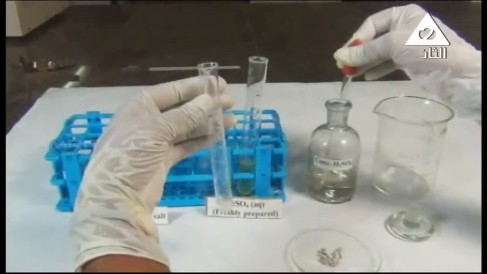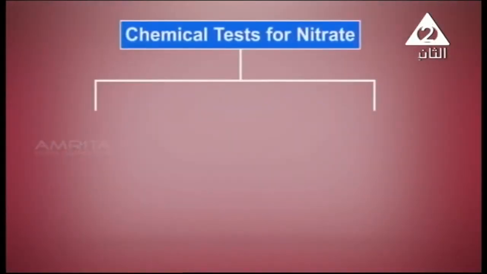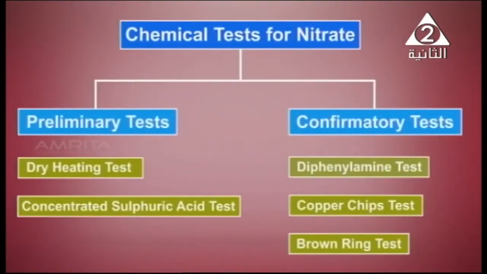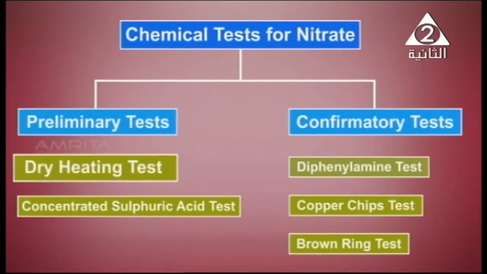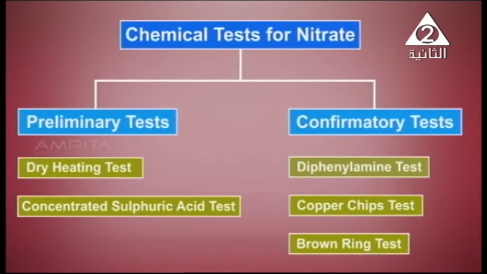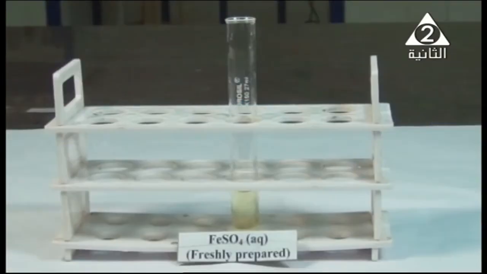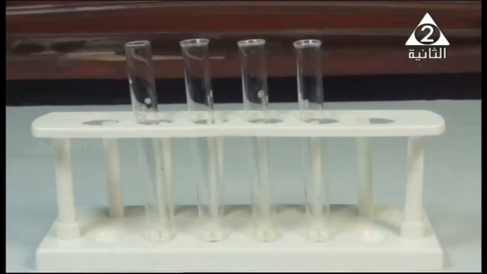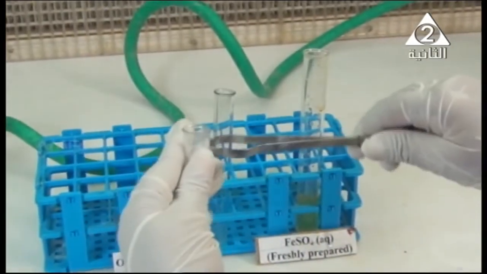My dear, when I get sulfuric acid here, I try to make the primary test and the confirmatory test. The primary test can be by heating, yes, or the concentrated acid test. These are two important ones. Confirmatory, diphenylamine, is another test, or by copper and so on. Now, the materials needed for the nitrate salt: FeSO4, different test tubes, and we have a flame.